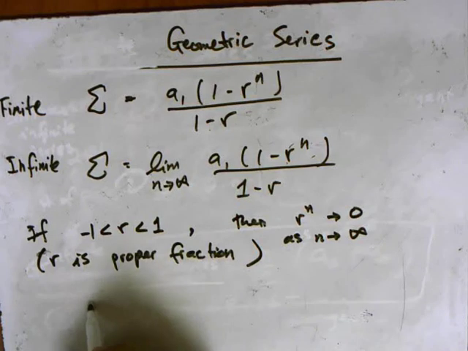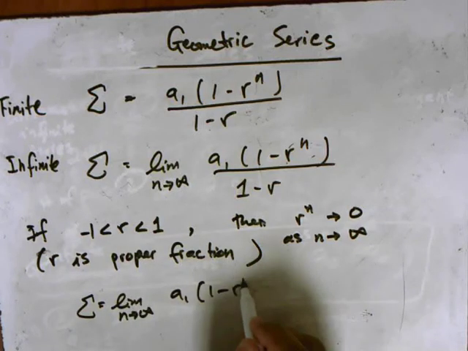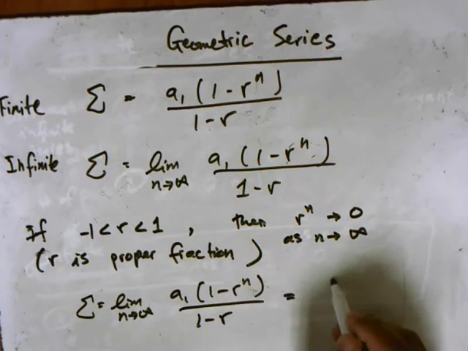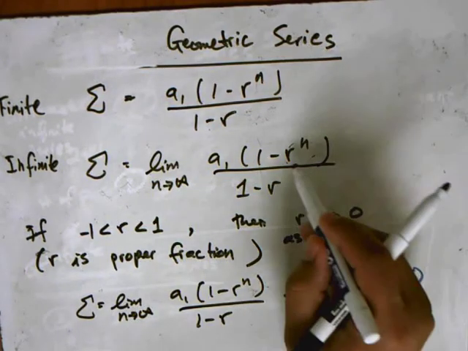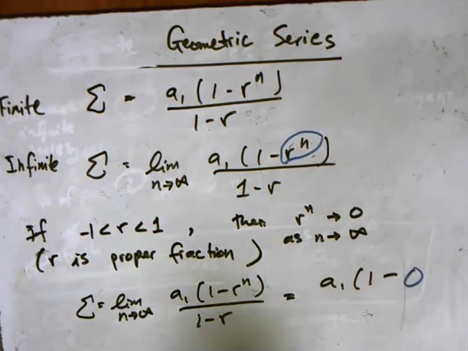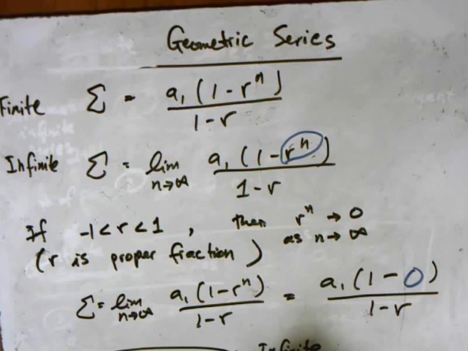So because that's true, the limit as n approaches infinity of this series is really a sub 1 times 1 minus 0. Okay? Because again, this part here is going to approach 0, all of it divided by 1 minus r, which then gives us a sub 1 times 1 over 1 minus r. And this is the sum of an infinite geometric series.